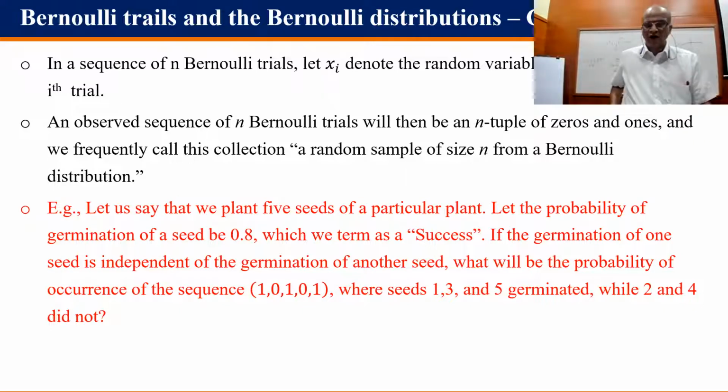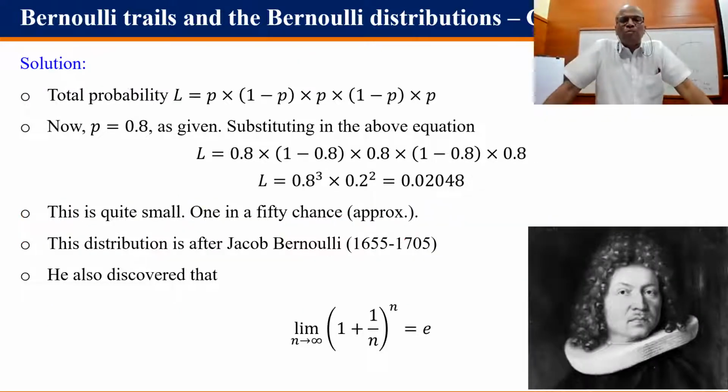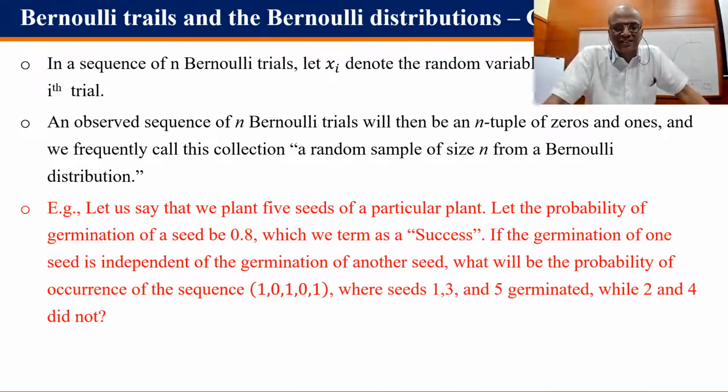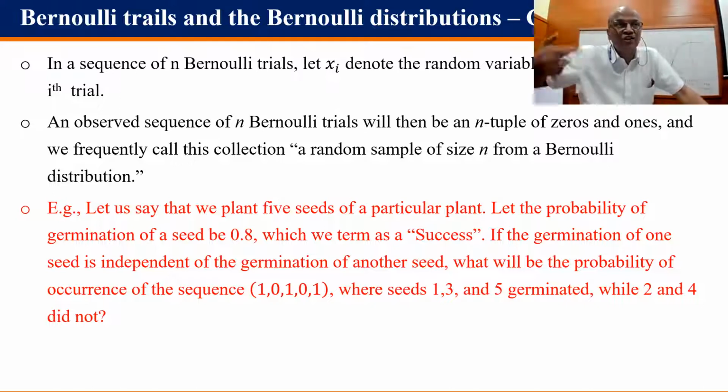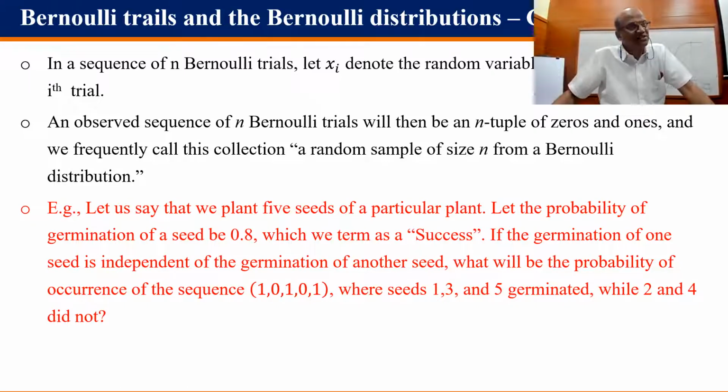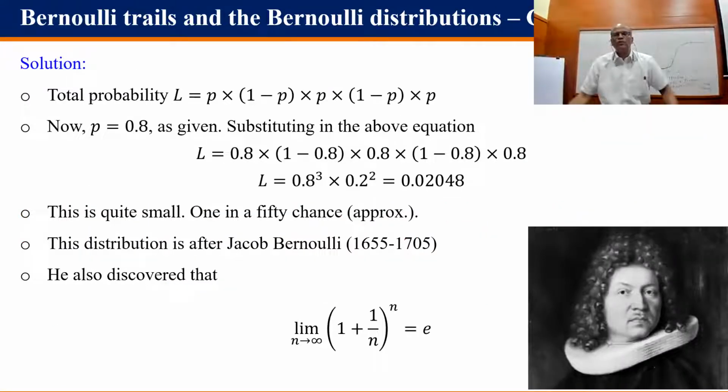Yes, sir. All right. Now, the total probability: first is success, P. Second is failure, 1 minus P, then P, then 1 minus P, then P. Because I have to get this sequence, the joint probability is a product of the probabilities. Is that clear? The first one is success, P. Second one is failure, 1 minus P. Third one is success, P. Fourth one is failure, 1 minus P. Fifth one is success, P. So if I write that, P into 1 minus P into P into 1 minus P into P.